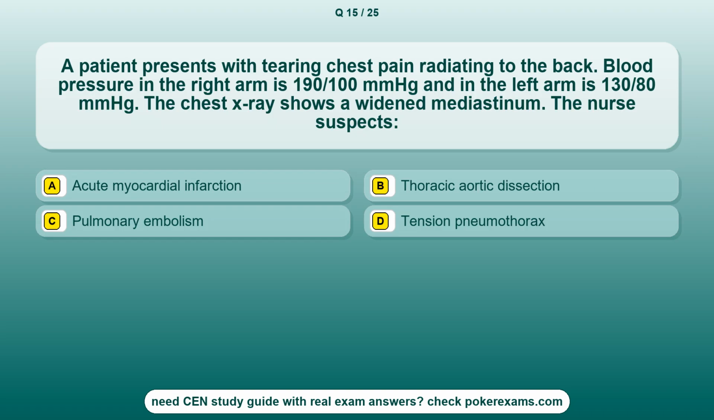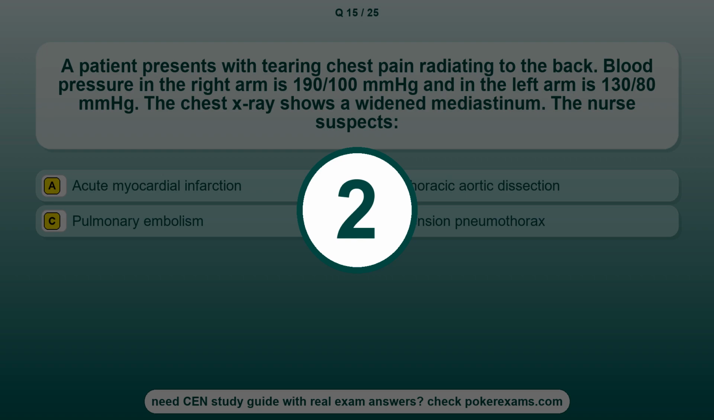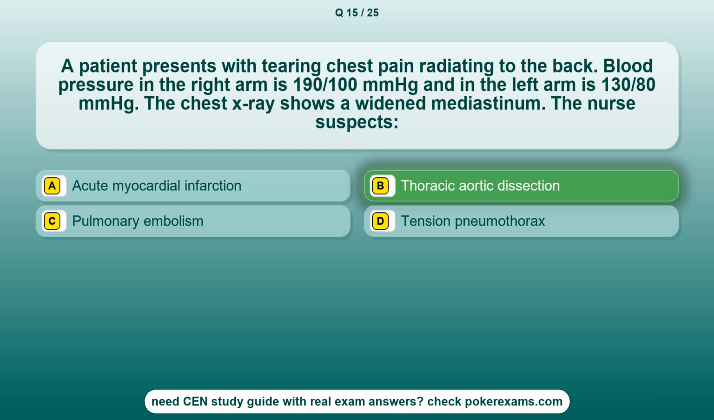Question 15. A patient presents with tearing chest pain radiating to the back. Blood pressure in the right arm is 190/100 mmHg and in the left arm is 130/80 mmHg. The chest X-ray shows a widened mediastinum. The nurse suspects option A, acute myocardial infarction. Option B, thoracic aortic dissection. Option C, pulmonary embolism. Option D, tension pneumothorax. The correct answer is option B, thoracic aortic dissection.